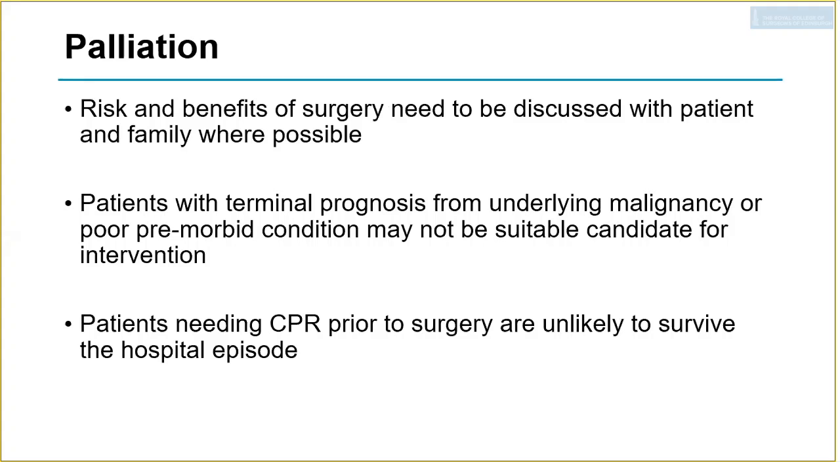If we're going to offer a patient surgery, we've got to balance the risk against the benefits, and that needs to be discussed with the patient and family where possible. Patients with a terminal prognosis from underlying malignancy or poor premorbid condition may not be suitable candidates, because they may not survive the hospital episode, or they may not survive long enough to get back to where they were. A majority of patients with poor premorbid conditions may end up long-term in a nursing home, and this may be something that the patient or the relatives may not wish to accept.